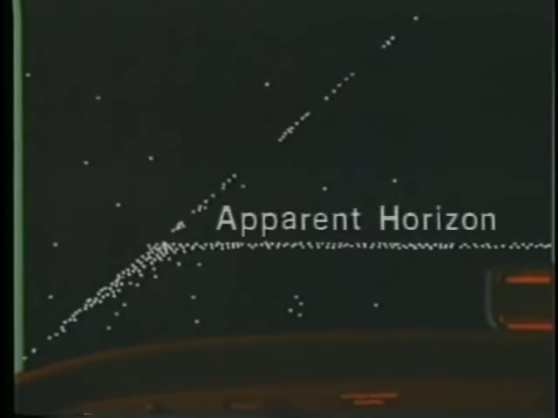For example, here is what appears to be the horizon. But a check of the attitude indicator shows that the aircraft is in a bank. The horizon is actually here. As the wings are leveled, you can see how spatial disorientation can be caused by misinterpreting lights on the ground and stars in the sky.